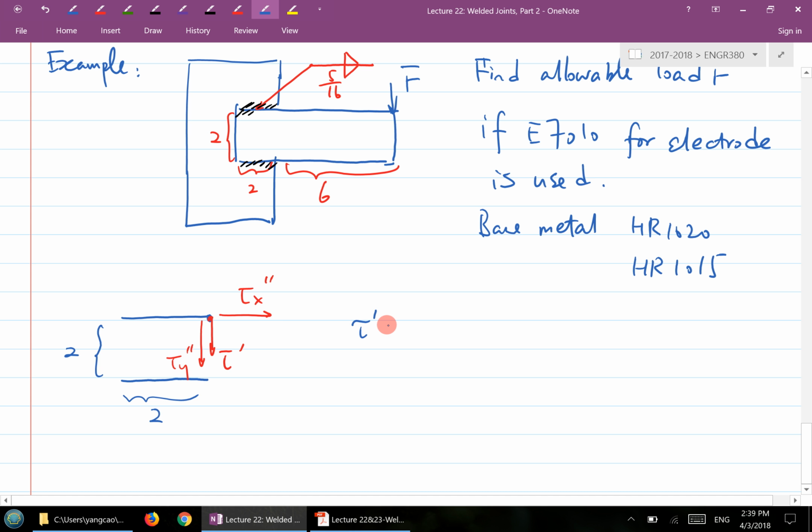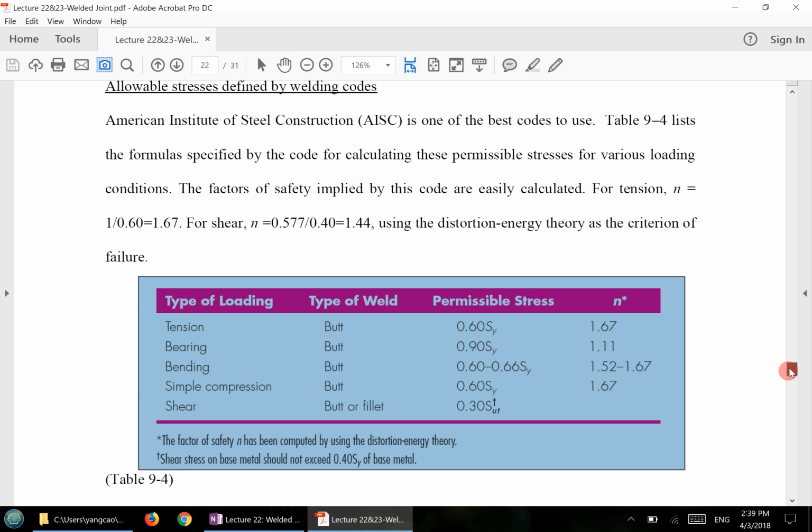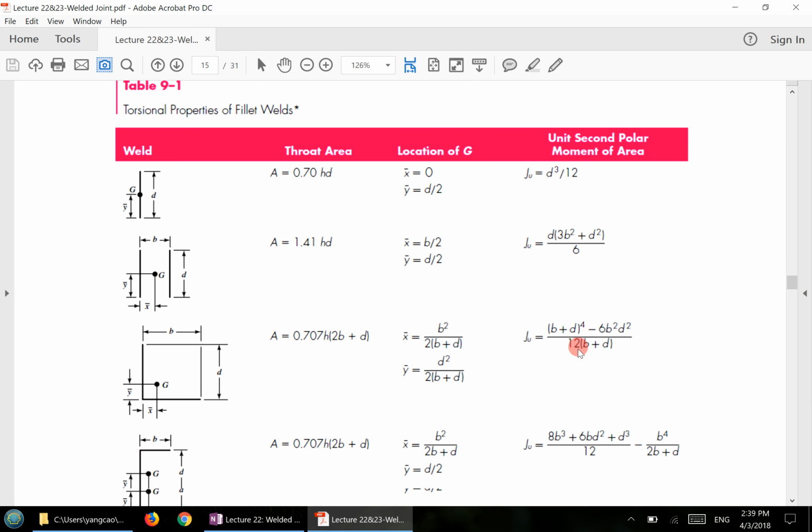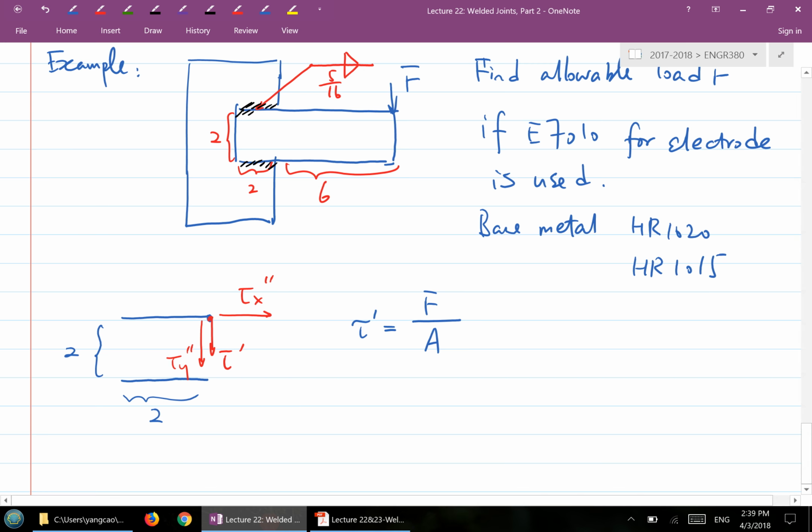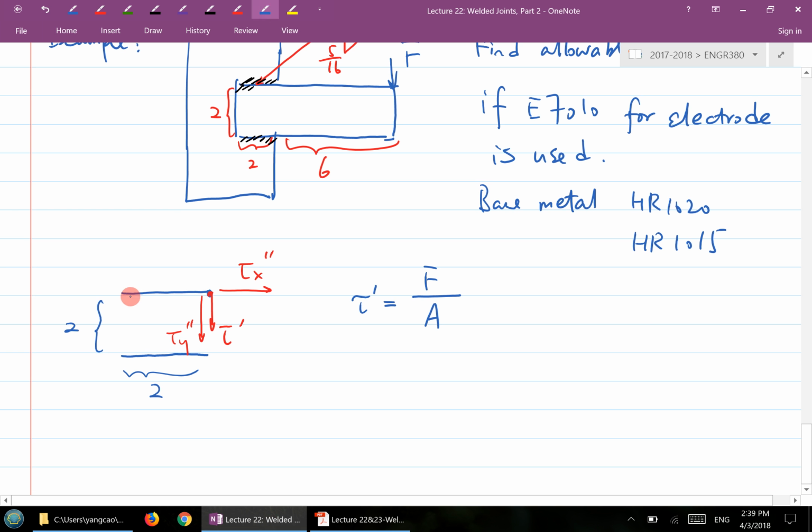So then I can calculate tau prime, which is F over A. F we don't know yet, and A is the total throat area. If you look at table 9-1, it says A equals 1.414 times H times D, where D is the length and H is the leg height. The throat area for one side is 0.707 H times L, where L is the total length. But L in this case is 2, so 2 times this gives you 1.414, which is what is in that table. Does that make sense?